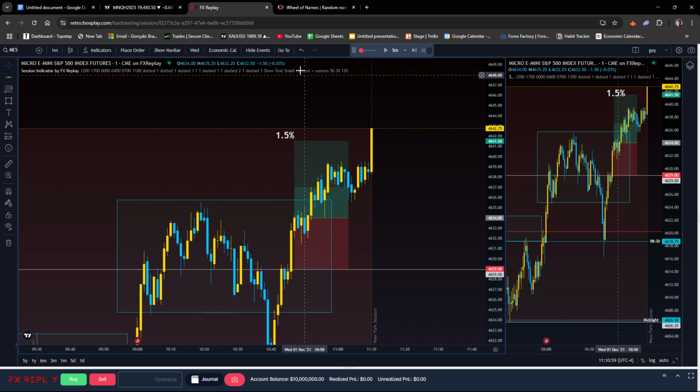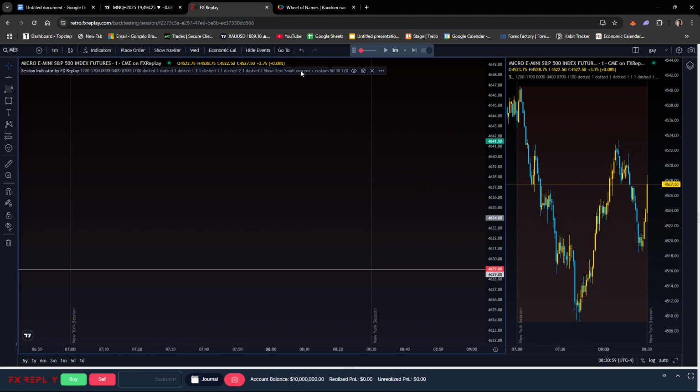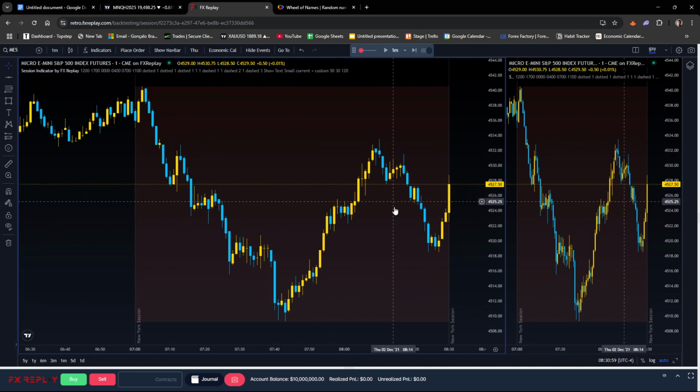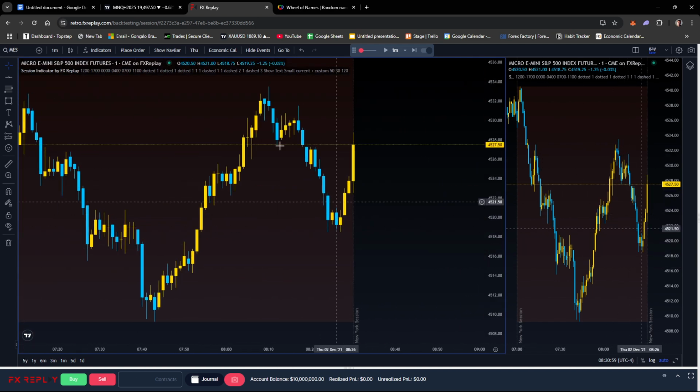First position, 1.5. We've got 9 more. If they all win, we can have 15% net. But that's not realistic, is it? Sometimes you can have 8 win.